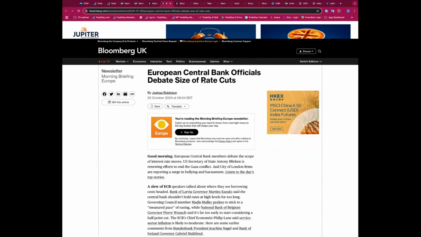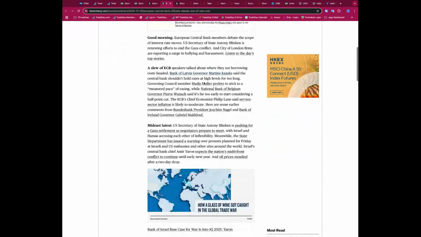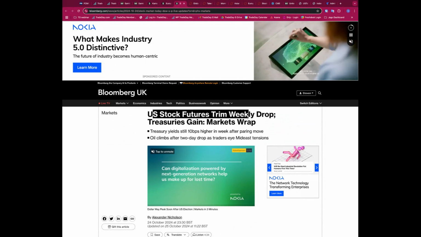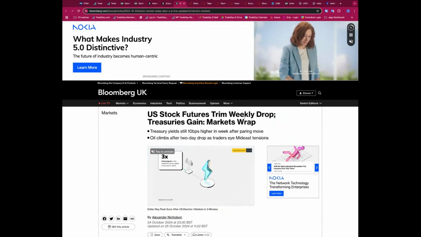Bloomberg's American briefing, and on the European briefing, they're focusing on central bank officials debating the size of the rate cuts in here. So a slew of ECB officials have talked about where they see borrowing costs headed. Some still discussions going on rate cuts to come from the ECB. But it shows how US stock futures trim. We are slightly low. We've kind of been in a range.